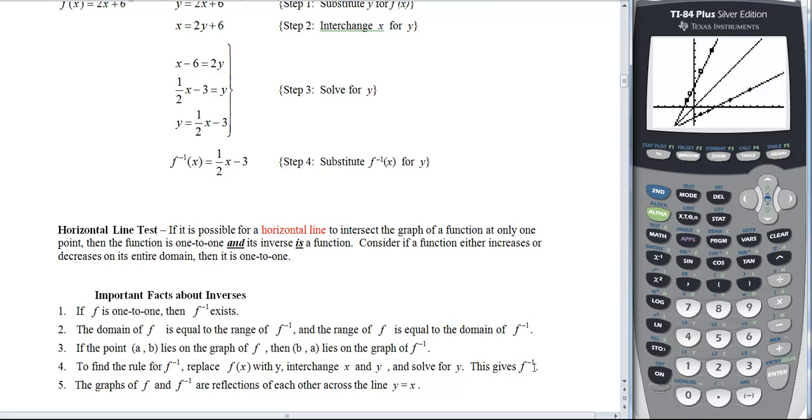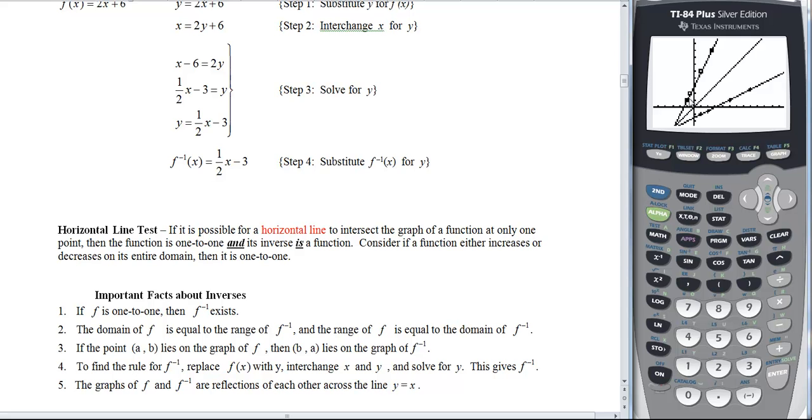And the last thing you do is substitute that f inverse for y to show somebody that you're finding f inverse. And this part 4 here, or line 4, is what we did earlier, right here in the middle. The graphs of f and f inverse are reflections of each other across the line y equals x, which is what I've got right here.